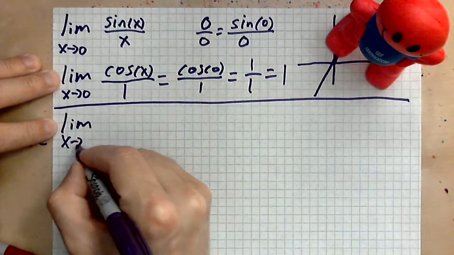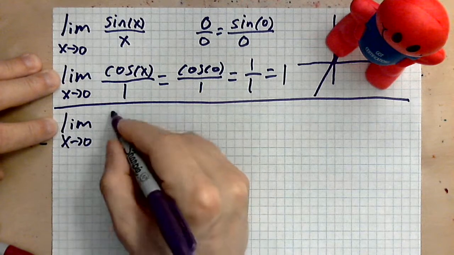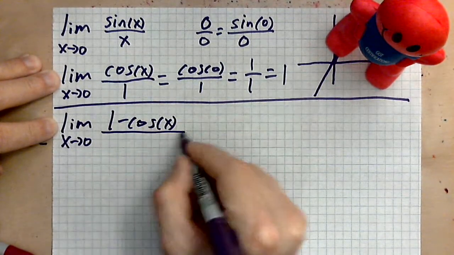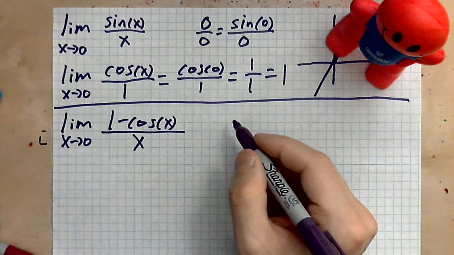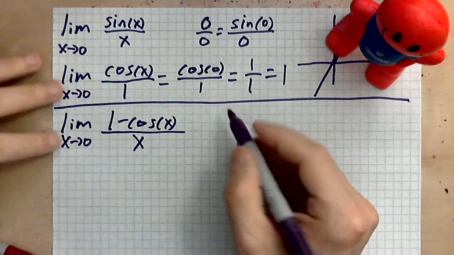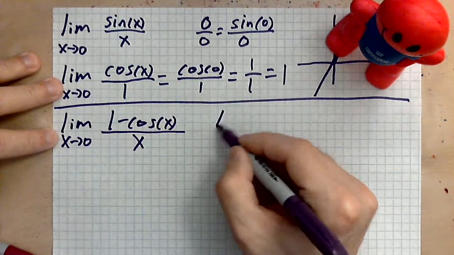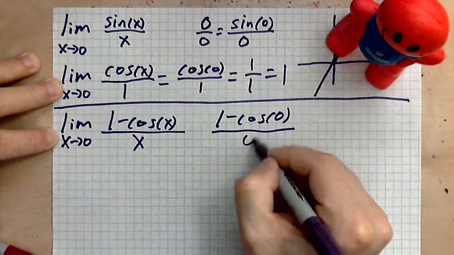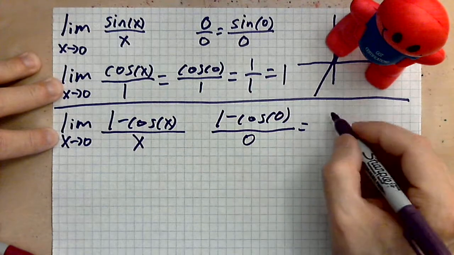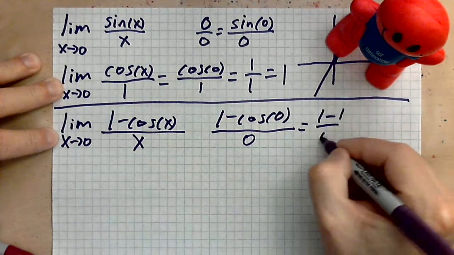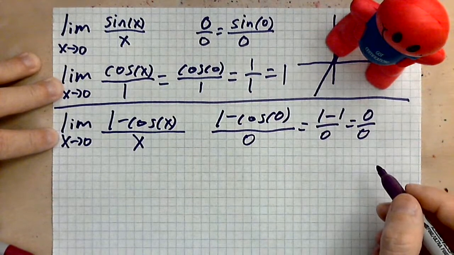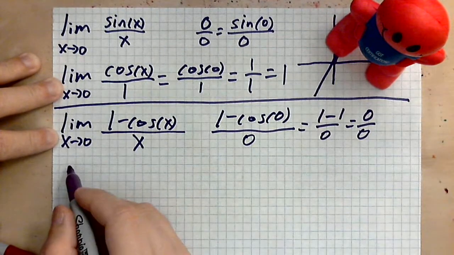Okay, let's take a look at the next one here now. The limit as x goes to 0 of 1 minus cosine of x over x. So first let's check whether this is in indeterminate form, and we can write 1 minus cosine of 0 over 0. Well, cosine of 0 is 1, so we have 1 minus 1 over 0, which is 0 over 0. So we do have an indeterminate form, so we apply L'Hopital.